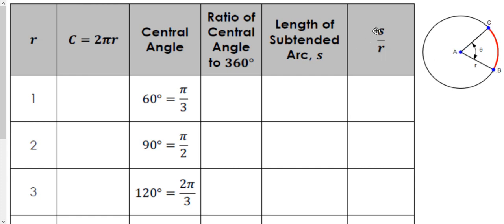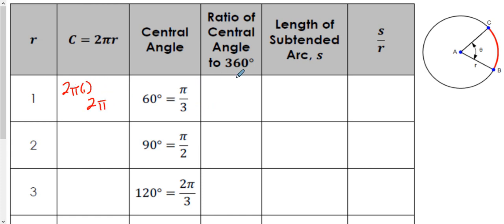And at the end, we're going to put S over R. Again, R is the radius. S is the length of the subtended arc. So let's take a look and see how these are related to each other. First, the circumference of the circle is going to be 2 times pi times the radius. And we know the radius here is going to be 1. So 2 times pi times 1 is just 2 pi.